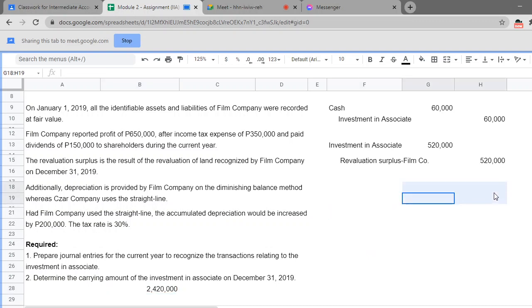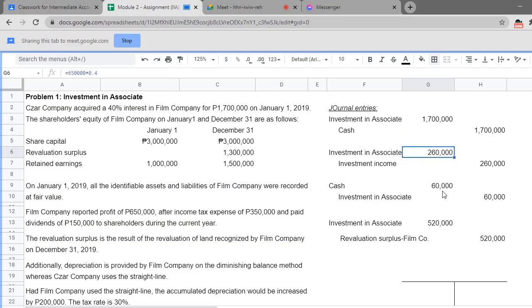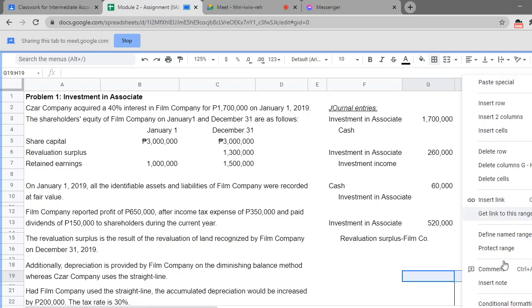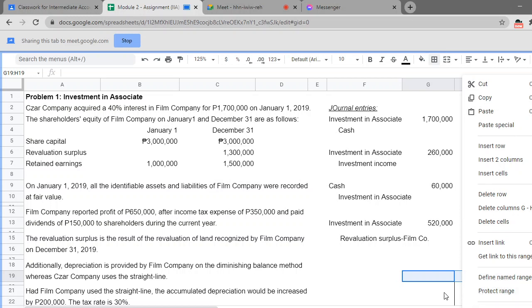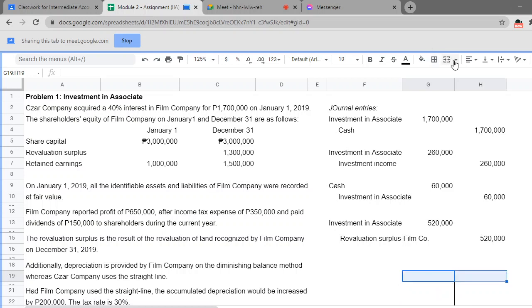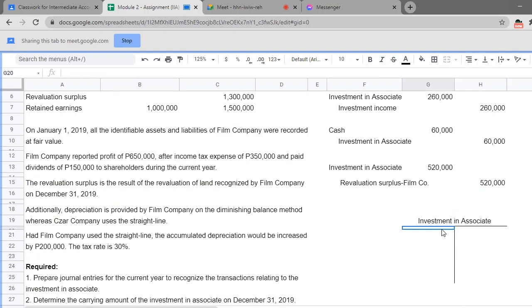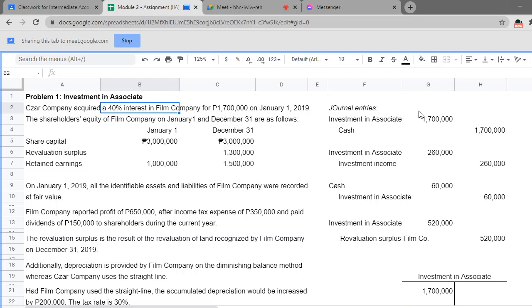But actually, kung gagawin natin ang T account approach na ginamit natin kanina, we will arrive at the same answer. So, itong 2.42 na computation na ito kasi may entries tayong ginawa. So, what if wala tayong entries? So, para mas madali, let's use this investment in associate na T account. Let me present it using the T account. Investment in associate. So, we have the cost of 1.7. Tama? As if wala tayong ginawang entries, ha?